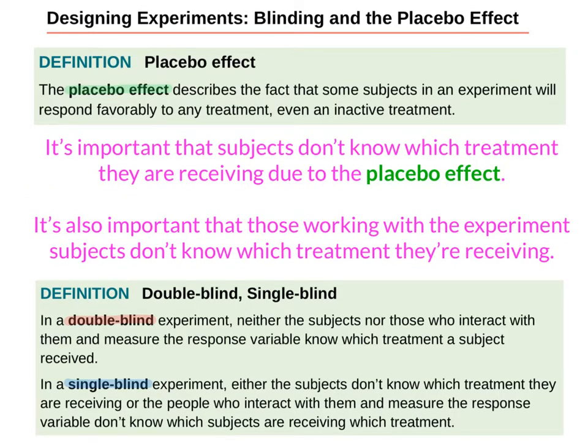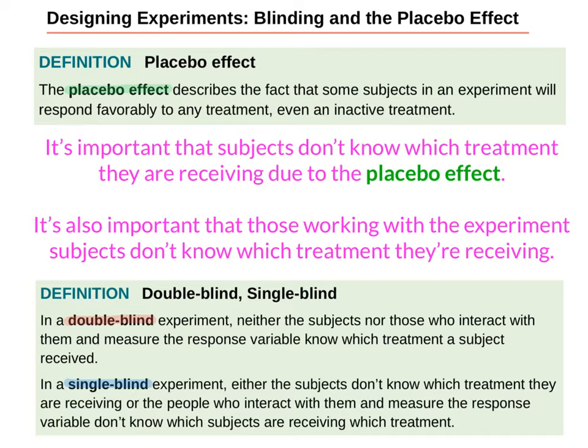Something that comes along with control groups and placebos is something that we call the placebo effect. That describes the fact that some subjects in an experiment will respond favorably to any treatment, even an inactive one. So it's important that your subjects don't know which treatment they are receiving due to this effect, because obviously it will influence your experiment. And if you can make it work, it's also important that those working with the experiment subjects don't know which treatment the subjects are receiving.